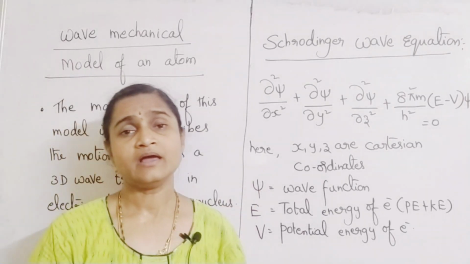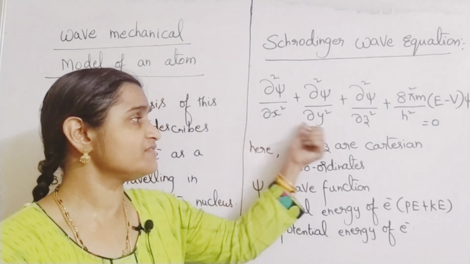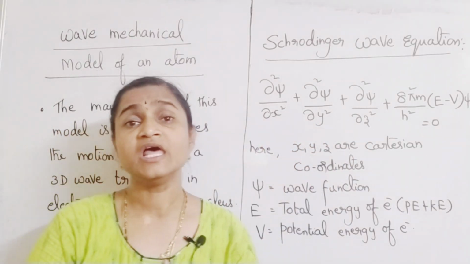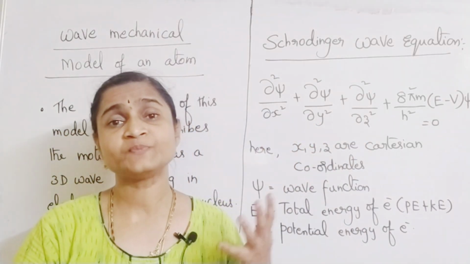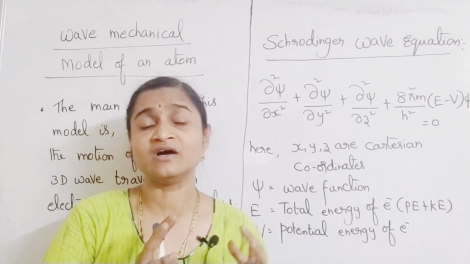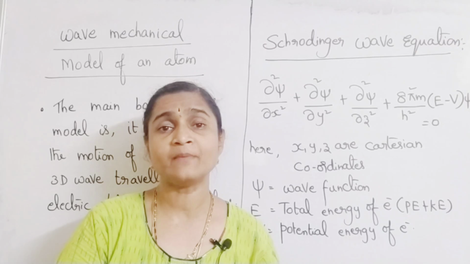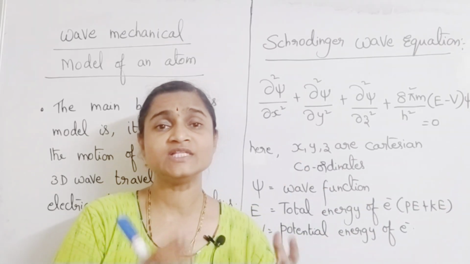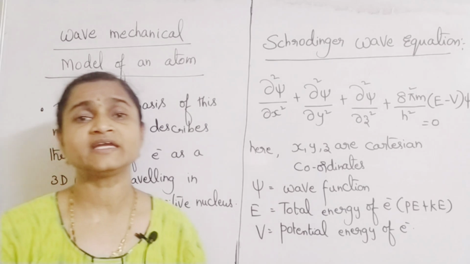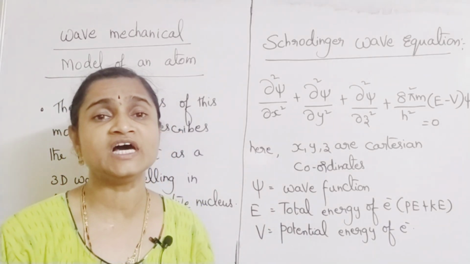ఇదేంటి అంటే, ఇక్కడ x, y, z... how to what extent the influence of electron is felt, up to what extent the influence of electron is experienced, that can be predicted with the help of Schrödinger wave equation.